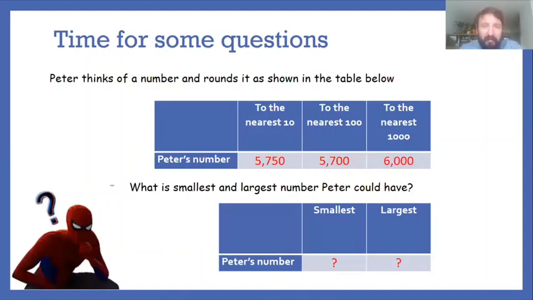Here we go. Peter thinks of a number and rounds it. It is shown in the table below. Peter's numbers are 5,750 to the nearest 10. To the nearest 100, he's rounded 5,700, and to the nearest 1,000, he has 6,000. Now, Peter is asking, what is the smallest and largest number Peter could have? He's talking about himself. Pause the video here, come back, and we'll have a talk through. Remember that strategy you've used all the way through in your rounding. Have a go at it. Pause the video, come back in a few minutes, and we'll look through and see what numbers Peter could have had.